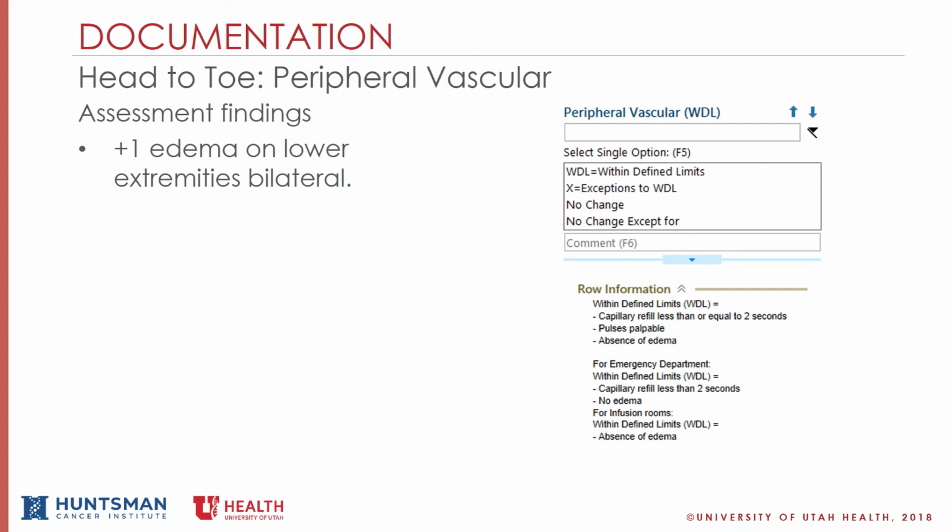Next, let's go to the peripheral vascular system. Our assessment findings are our patient has 1+ edema on the lower extremities bilaterally. If you look over at the WDL definition, we've already assessed these in our previous findings. The patient had a capillary refill of 1 second and the pulses were palpable, and that we charted in our cardiovascular section. So, comparing the definition to our assessment findings, does this patient meet the WDL definition?